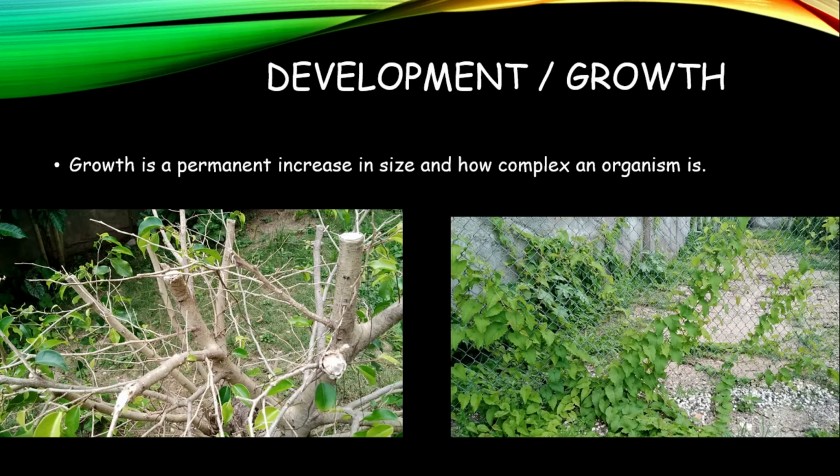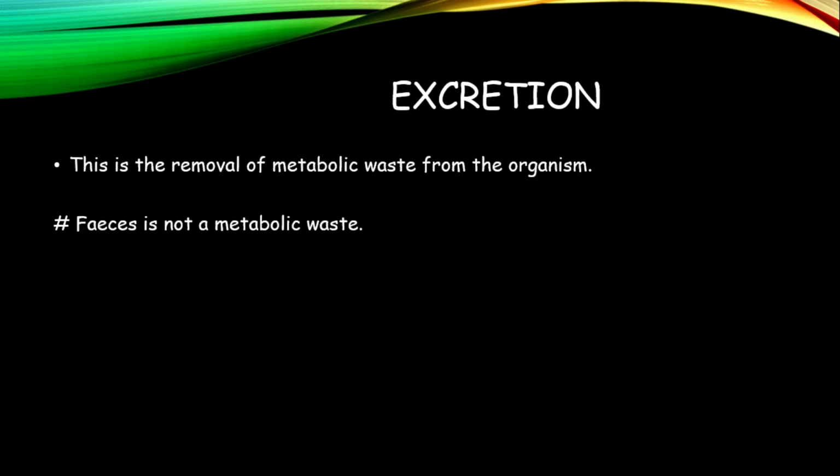Development and growth. Now, growth is a permanent increase in size and how complex an organism is. Now, if you look at the plants here, the plant to the left is somewhat cut back, and you will observe that it is giving off new shoots. Alright, it was cut recently and it is showing signs of growing. Here, this is a newly erected fence, and you'll observe that there are plants growing on the fence. It's not so easy to see growth as it happens, but over time you will see that things get larger or become more complex. Excretion.